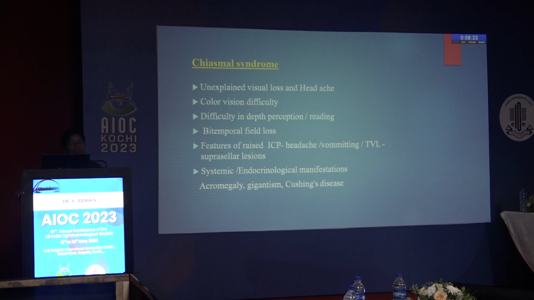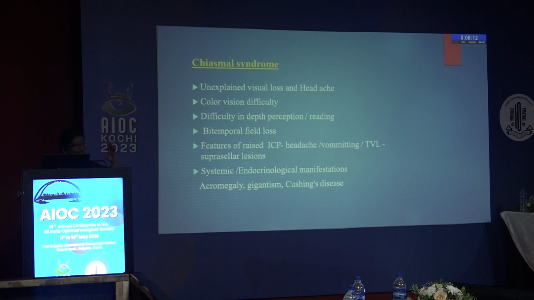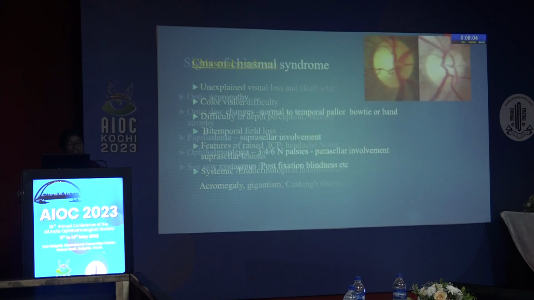So coming to the chiasm, with any unexplained vision loss, headache, color vision difficulty, difficulty in depth perception, and bitemporal field loss, you have to suspect a chiasmal syndrome. There can also be a raised ICP, which is not that commonly seen in a chiasmal syndrome, yet it is possible. When the lesion in the chiasm goes suprasellar, it starts compressing the third ventricle and you will end up seeing a disc edema. You can also sometimes see endocrine features like acromegaly and gigantism.